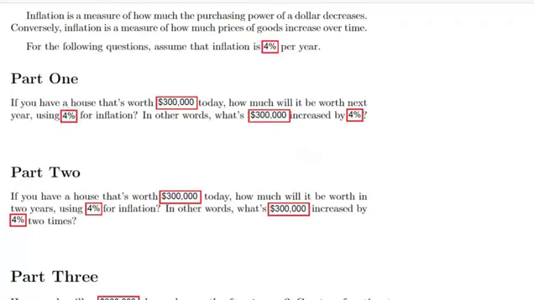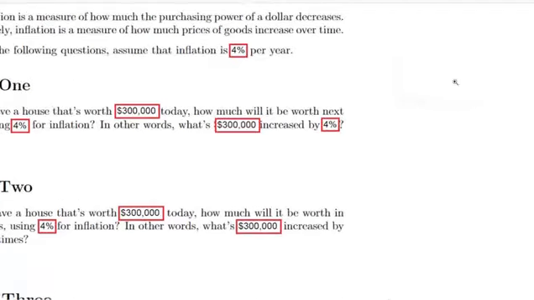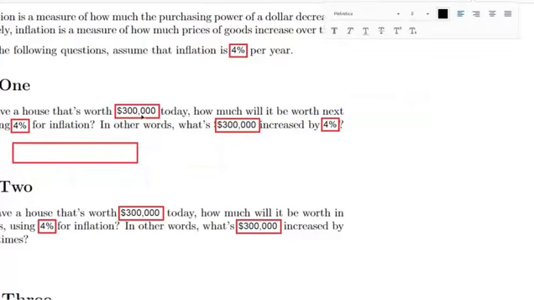Part 1 says you've got a home that's worth $300,000. How much will it be worth next year using 4% inflation? So what you're doing is you're calculating 4% more of $300,000. There's a quick way of doing that. You can just multiply by 1.04. The 0.04 is the decimal form of that percentage.